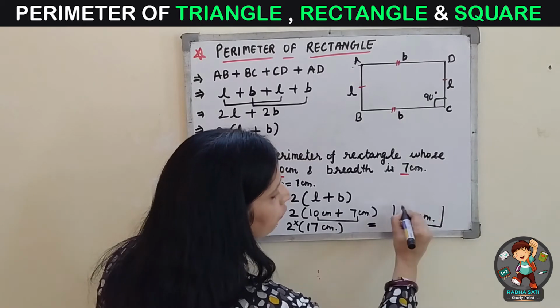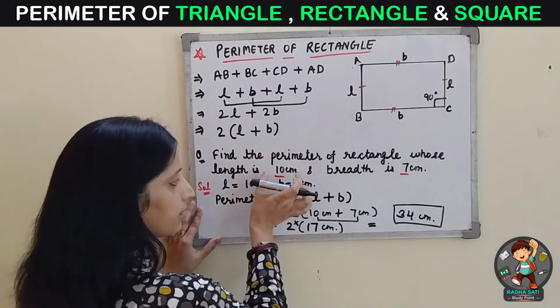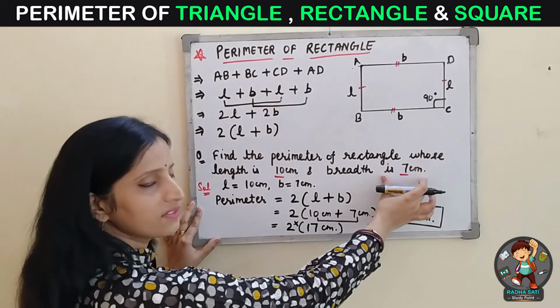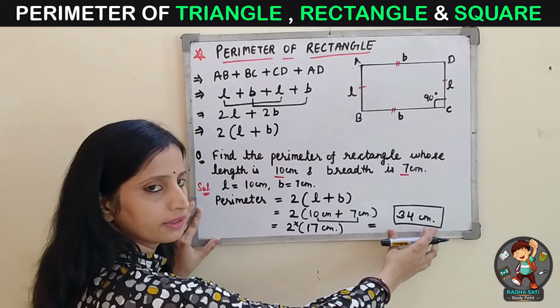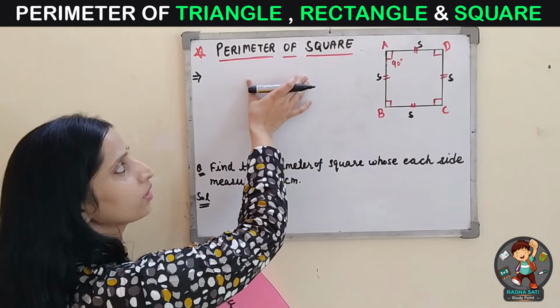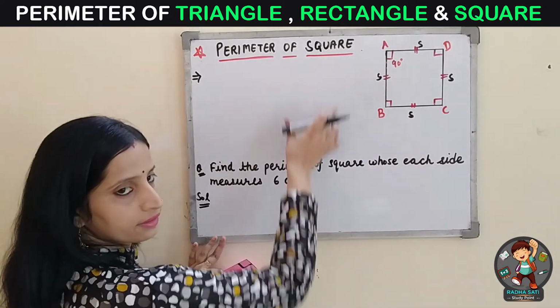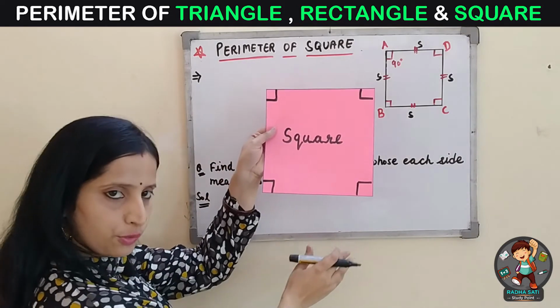So the perimeter of this rectangle whose length is 10 centimeter and breadth is 7 centimeter will be 34 centimeter. So let's find out the perimeter of square. So this is a square.